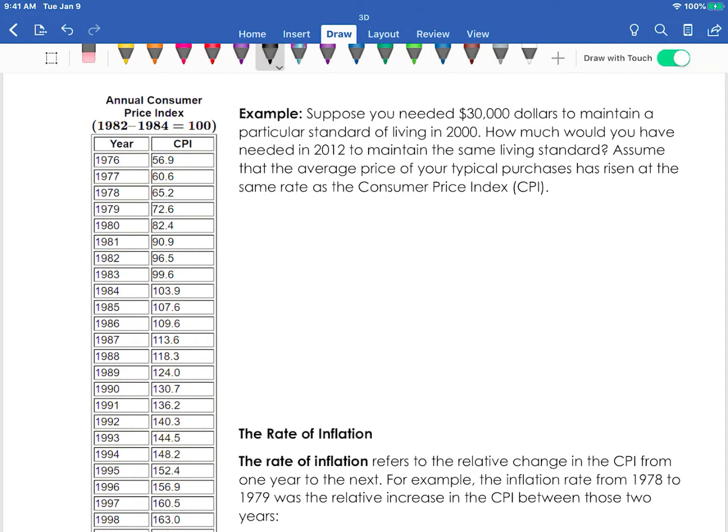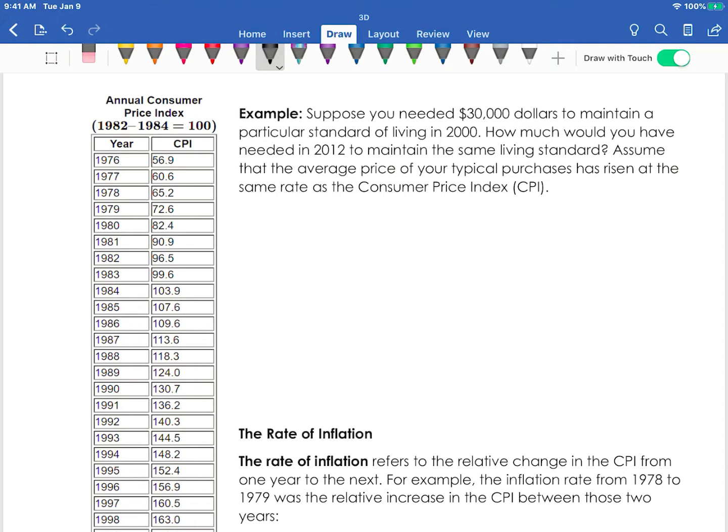So we're going to do these problems just like we did before. We're going to use ratios. Keep in mind that the CPI is a type of index number, and so we're just going to follow through just like we did in the previous examples. It says in this example, suppose that you needed $30,000 to maintain a particular standard of living in 2000. We want to figure out if we want to maintain that standard of living in 2012, how much money are we going to need? As you know, prices go up every year for inflation. So how much are we going to need in 2012?